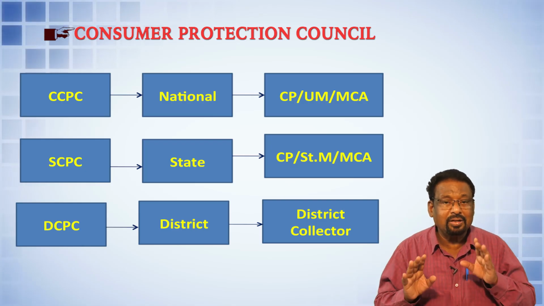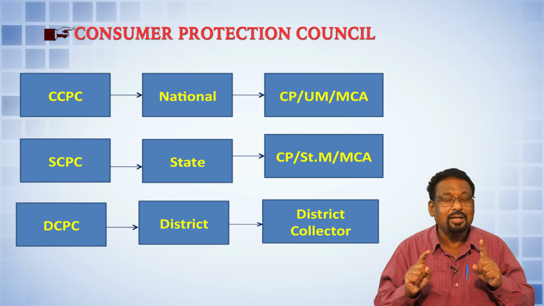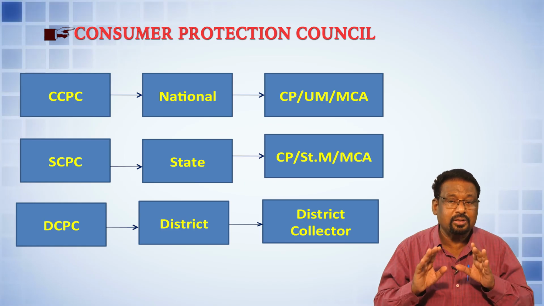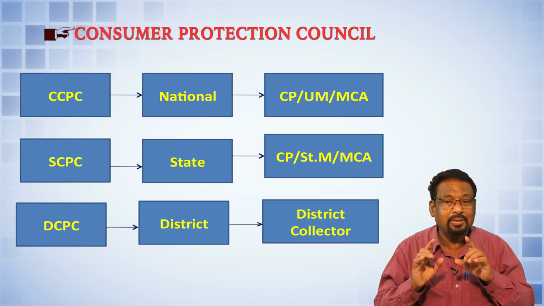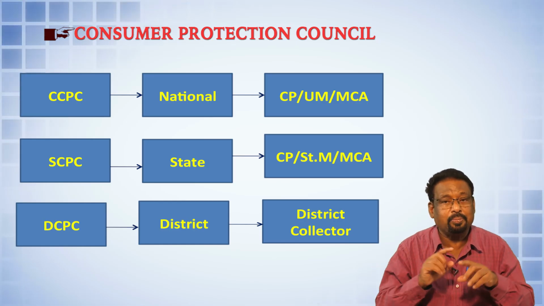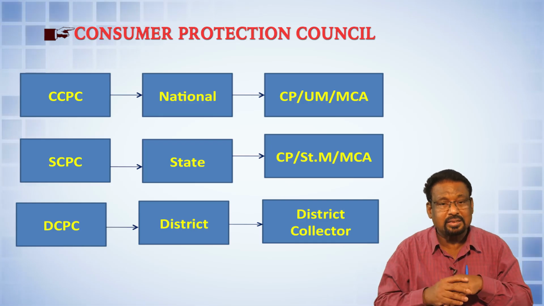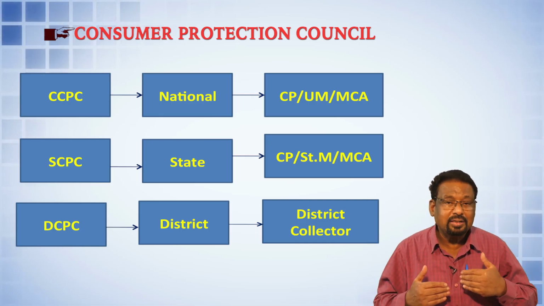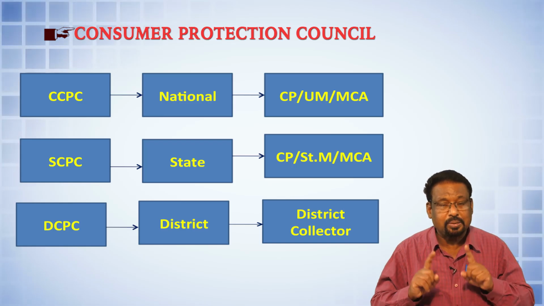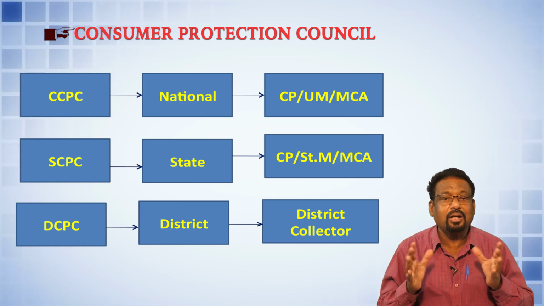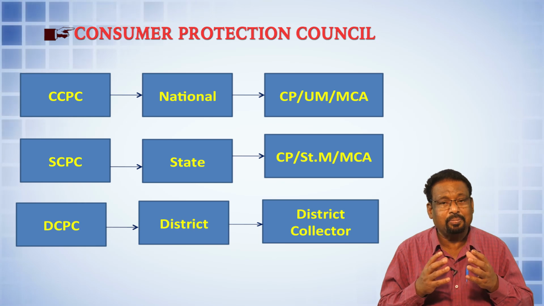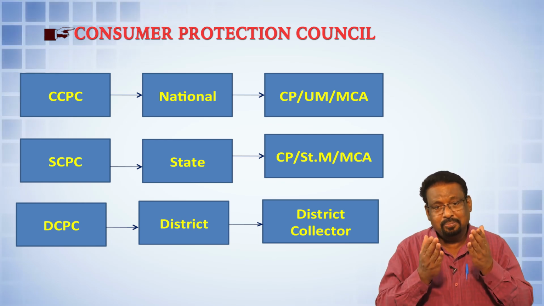Similarly, at the state level, State Consumer Protection Councils are established for each state, and the state minister for the consumer department will be the chairperson of the state level committee. Then again, the number of members is provided in the Act. And the third tier at the district level, a District Consumer Protection Council is established in each district, and the district collector will be the chairperson of this committee. They will meet regularly, maybe once or twice a month, or as many times as required by the body.